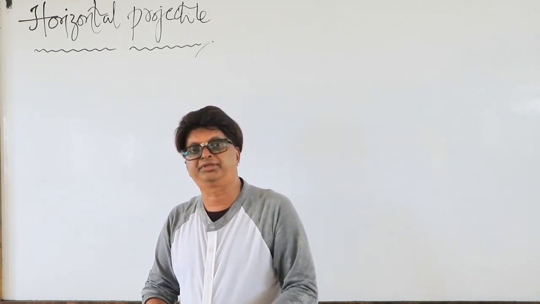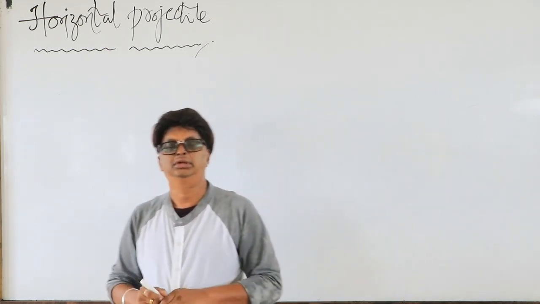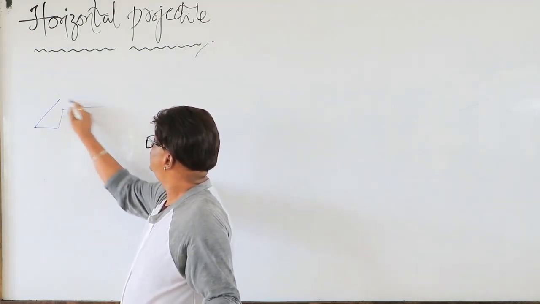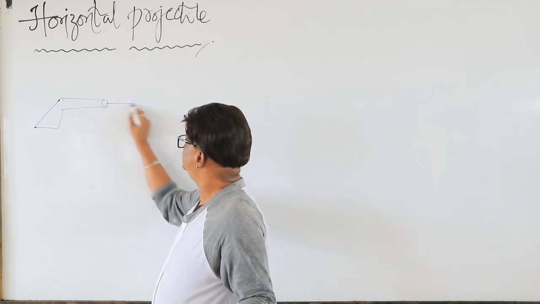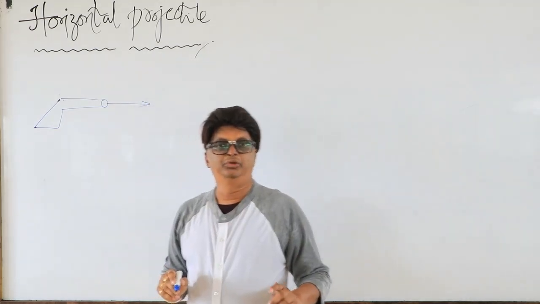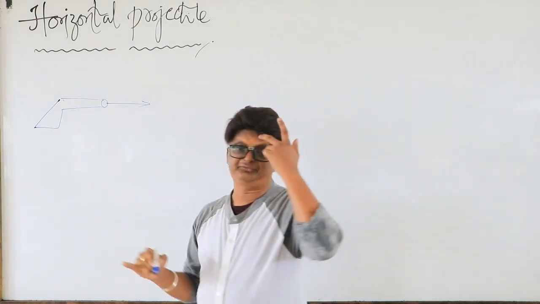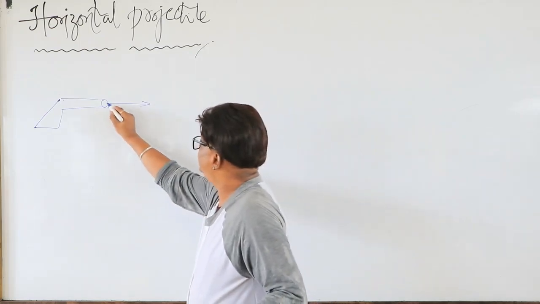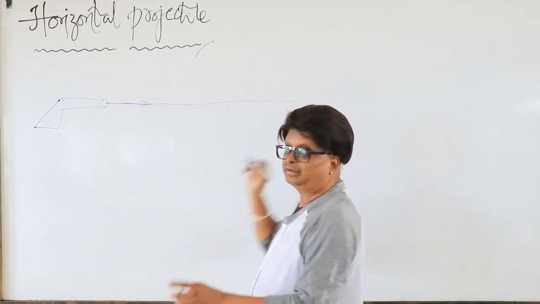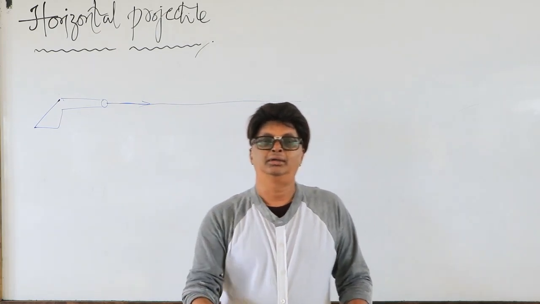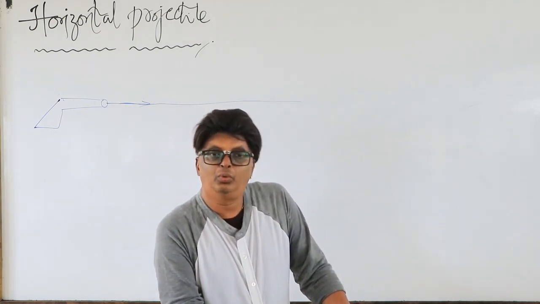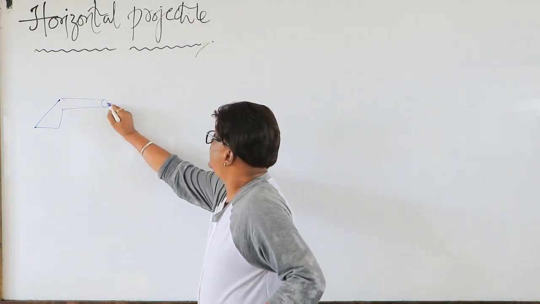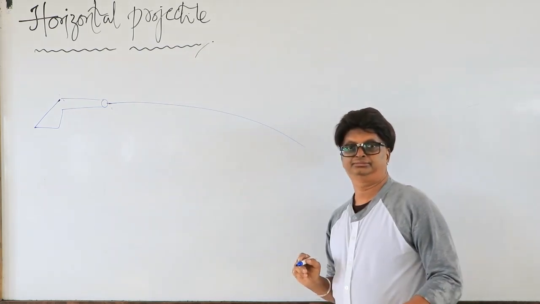Now here comes what is meant by horizontal projectile. Suppose I take the example of a gun, and it fires a bullet horizontally. A bullet is fired horizontally from a gun. Now what happens? What do you expect? Do you expect that it will continue along the same straight line path for any length of time? Definitely not. It is not a straight line path. Rather, this is the path that it takes.